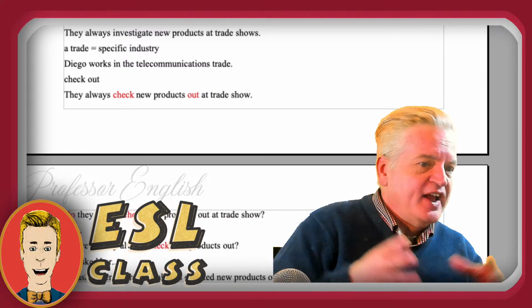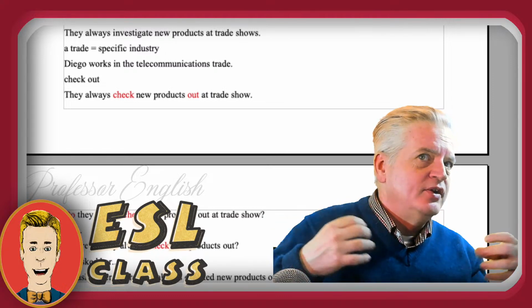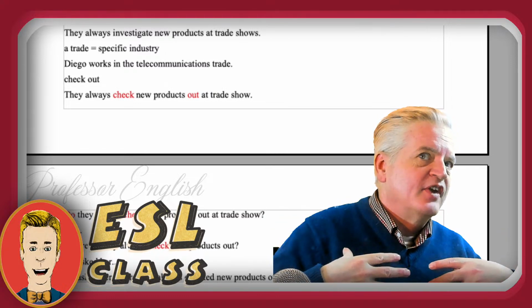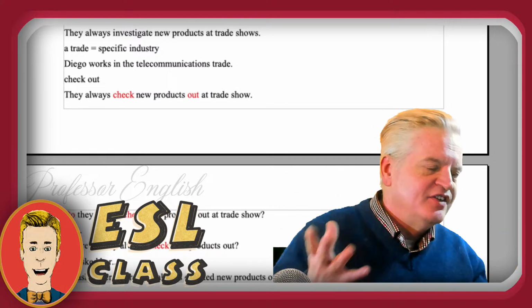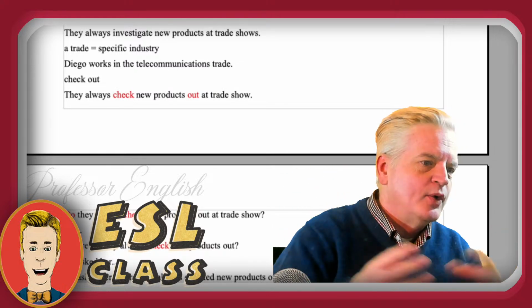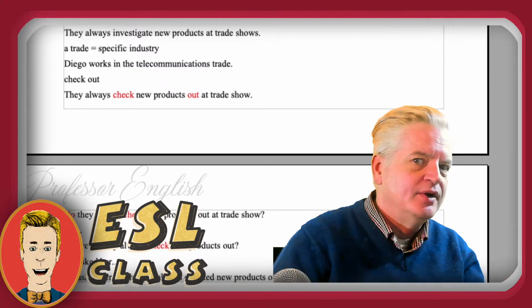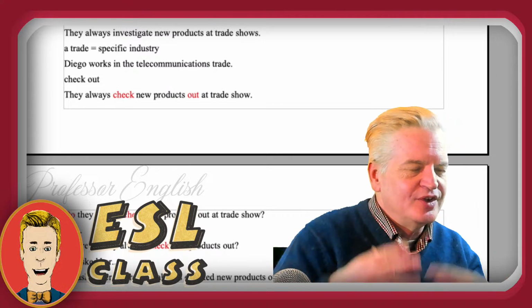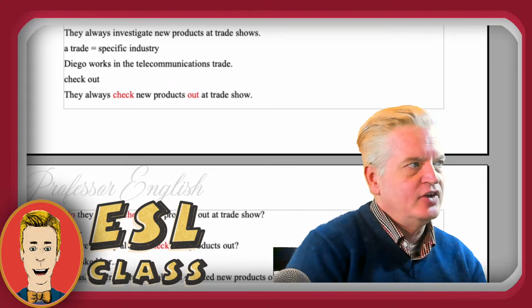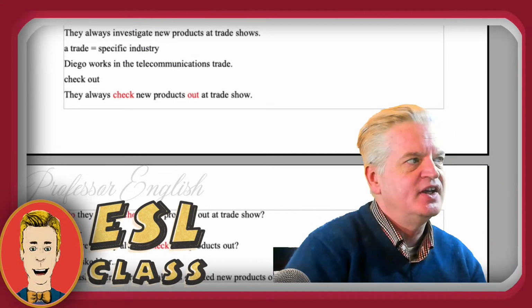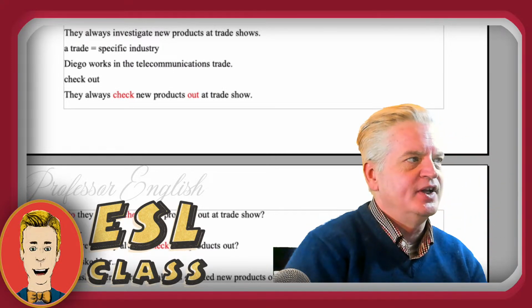And sometimes they have shows where factories want to sell the latest technology or their latest invention, and they want to show it to people who own restaurants or computer stores or whatever the trade is. And these are called trade shows. So trade is a specific industry.